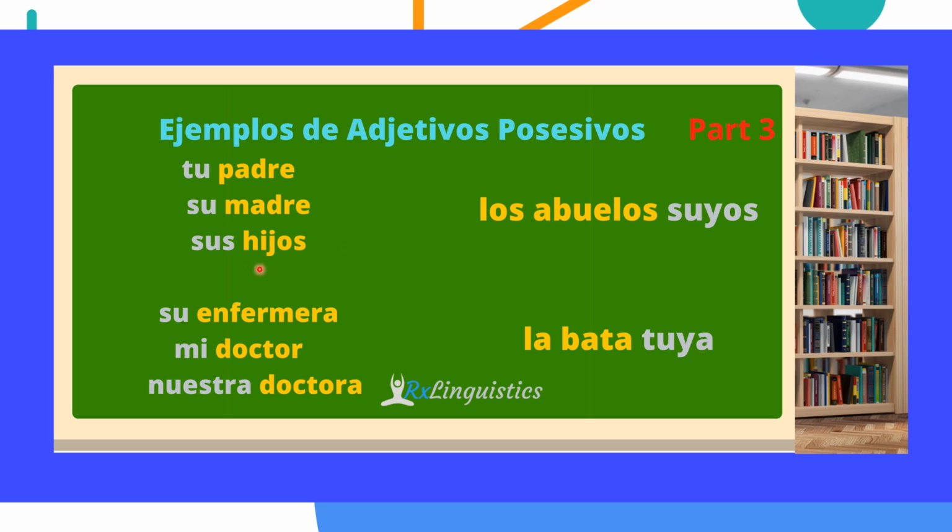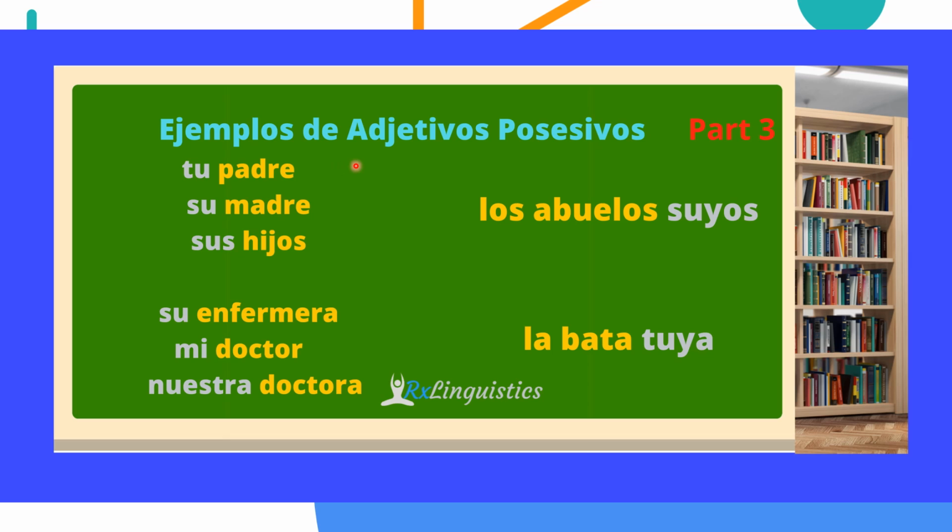Su hijos. Hijos means children. You have hijas, which is girls, and hijos, which is boys, but together they are hijos. Los abuelos are grandparents. Now, you can see the short forms are preceding the noun they describe. Tu, su, mi, nuestra, they all precede the noun.